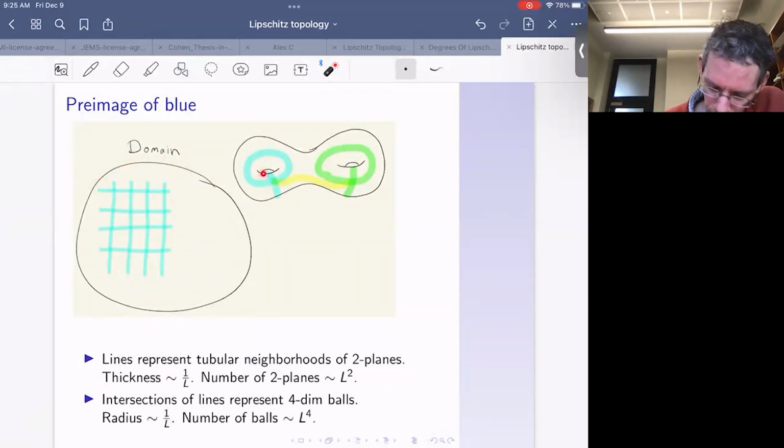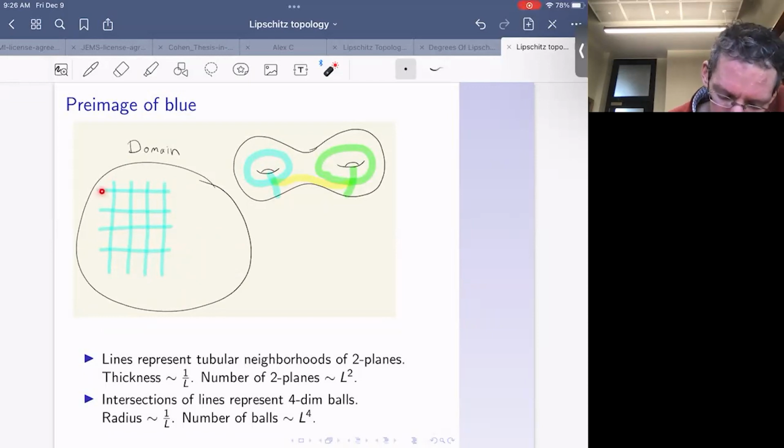All right, so the preimage of this blue thing looks sort of like a grid. And in this grid, each of these horizontal lines represents a tubular neighborhood of a two-plane. And each of these vertical lines also represents a tubular neighborhood of a two-plane. And each of these crossings represents just a little ball. And these little balls get mapped onto that crossing. So each of these crossings gets mapped onto that crossing. And these horizontal two-planes get mapped around this 2-sphere many times, because each one of those goes there. And the vertical two-planes get wrapped around that 2-sphere many times.